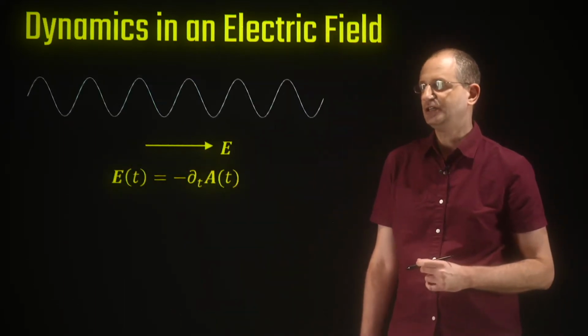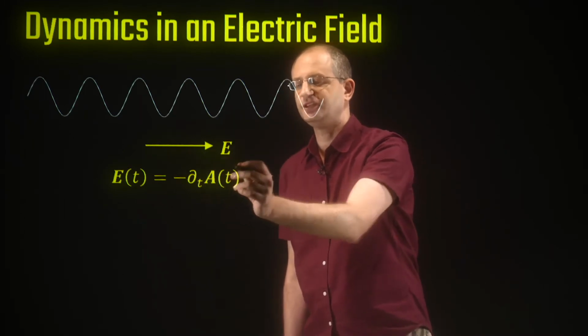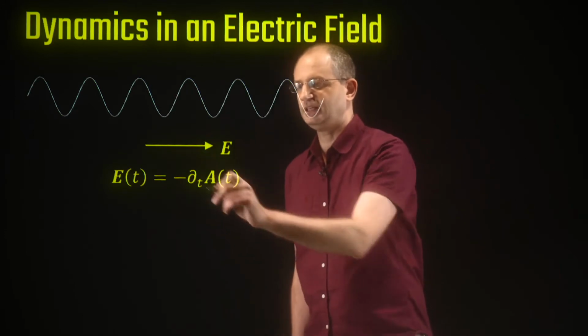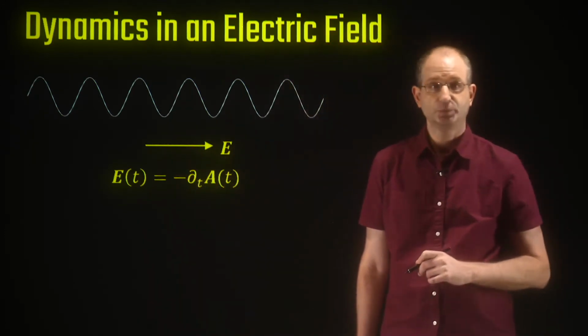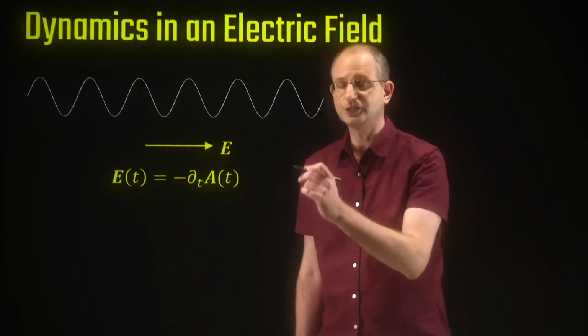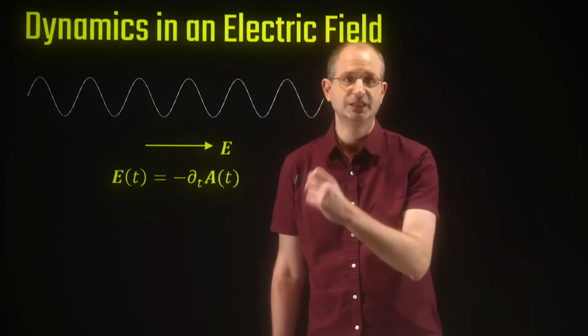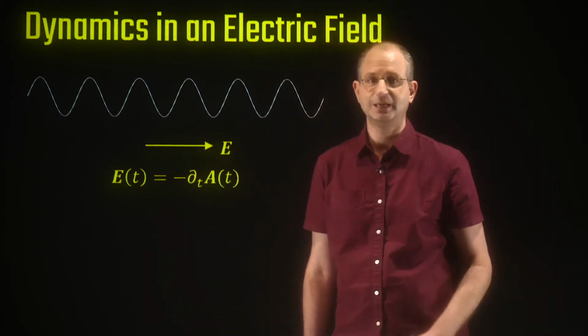There's a more convenient gauge choice, which is representing the electric field in terms of a uniform in space vector potential. And then, as we know, the electric field is equal to minus the time derivative of this vector potential. The advantage of this gauge choice is that the system is still translationally invariant even in the presence of an electric field, but now the Hamiltonian of the system became time dependent.